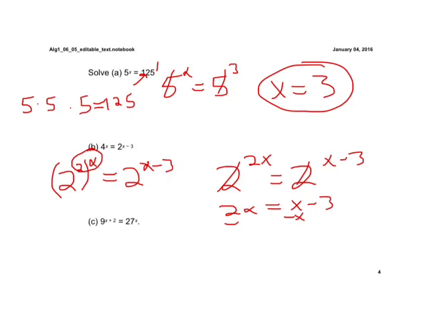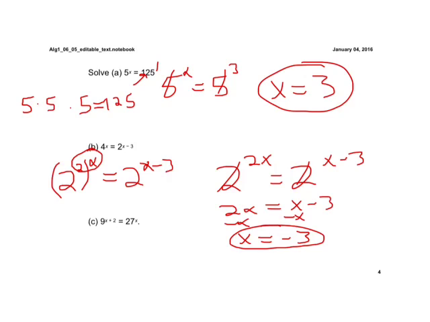Subtract our x over, we get a single x equals negative 3. Again, we can't do anything until our bases are the same. Alright, part C, we're going to have to rewrite both sides this time, because we can't rewrite 27 as 9 to some power, because 9 squared is too big. So we need to rewrite both of them.